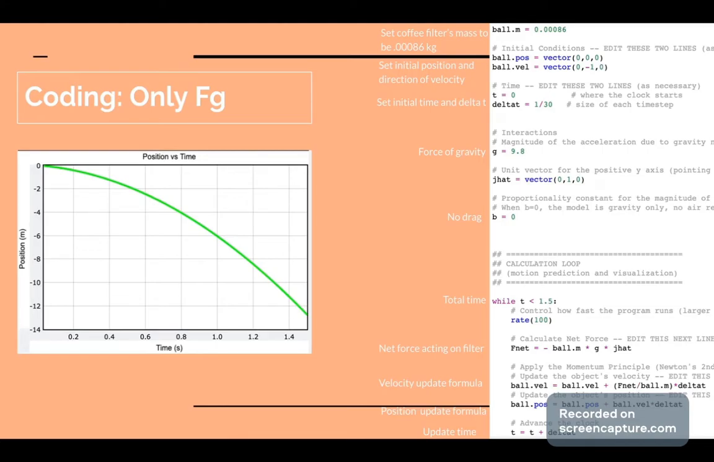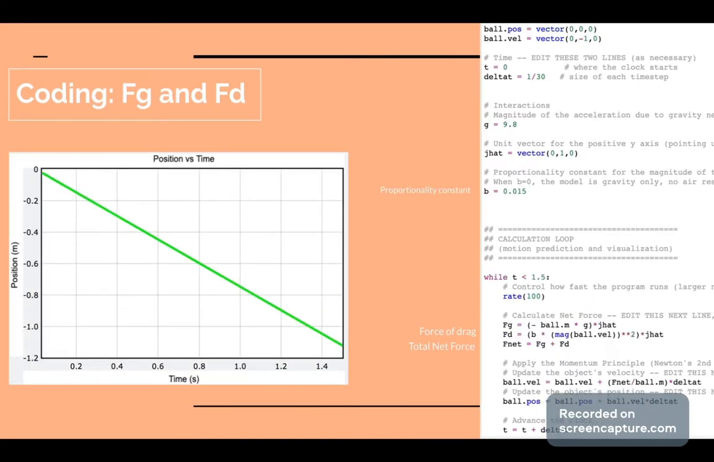This second code is the same as the previous, except this model takes into account both the force of gravity and the force of drag. Thus, the proportionality constant for the magnitude of the drag force is 0.015 instead of 0 as in the last program. Additionally, the force of drag is calculated as the proportionality constant b times the magnitude of the velocity of the filter squared times j hat. The total net force is calculated by adding the force of gravity plus the force of drag.